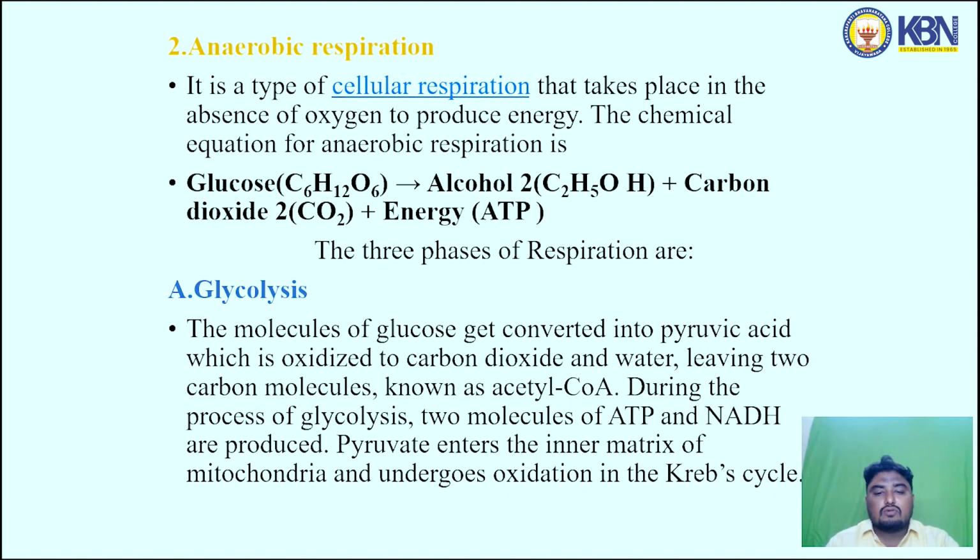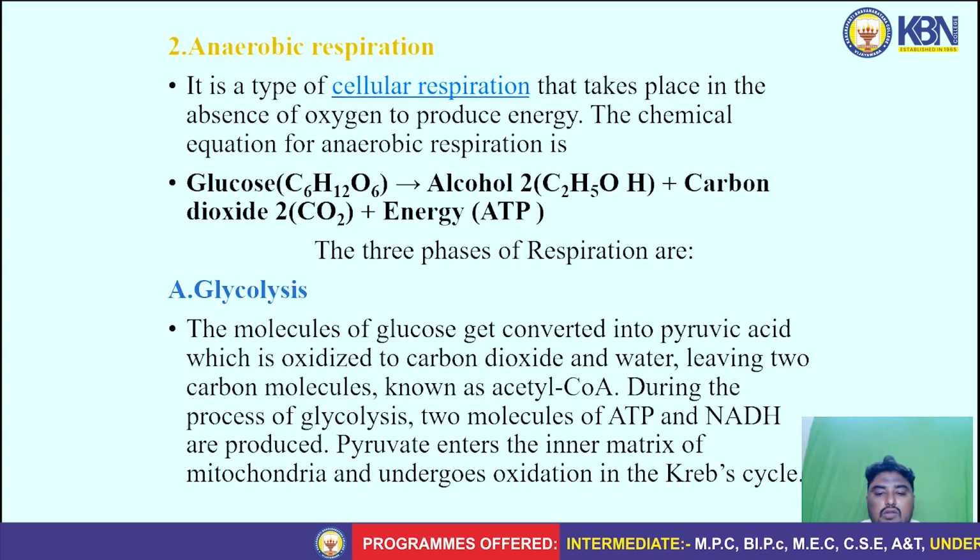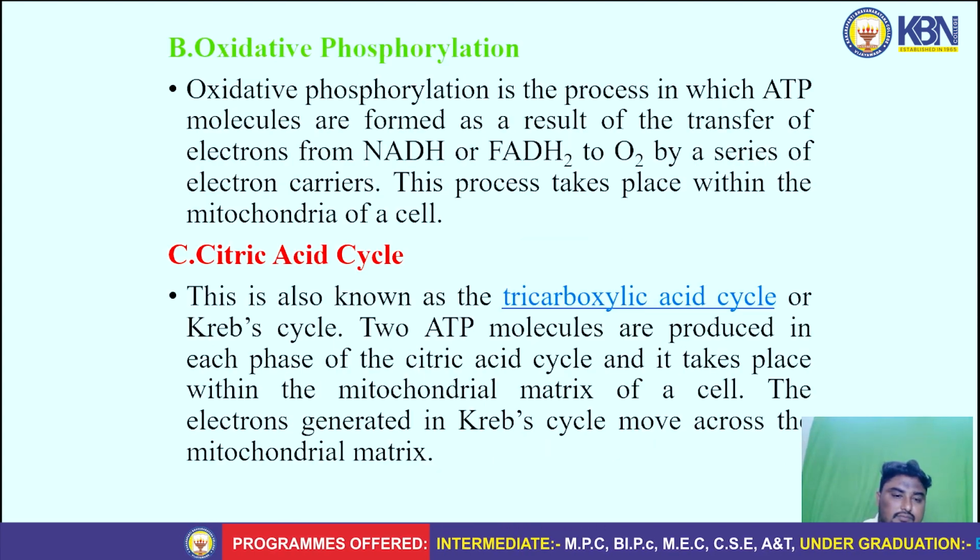The molecule of glucose gets converted into pyruvic acid, which is oxidized to carbon dioxide and water, leaving two carbon molecules known as acetyl coenzyme A. During the process of glycolysis, two molecules of ATP and NADPH are produced. Pyruvate enters the inner matrix of the mitochondria and undergoes oxidation in the Krebs cycle.